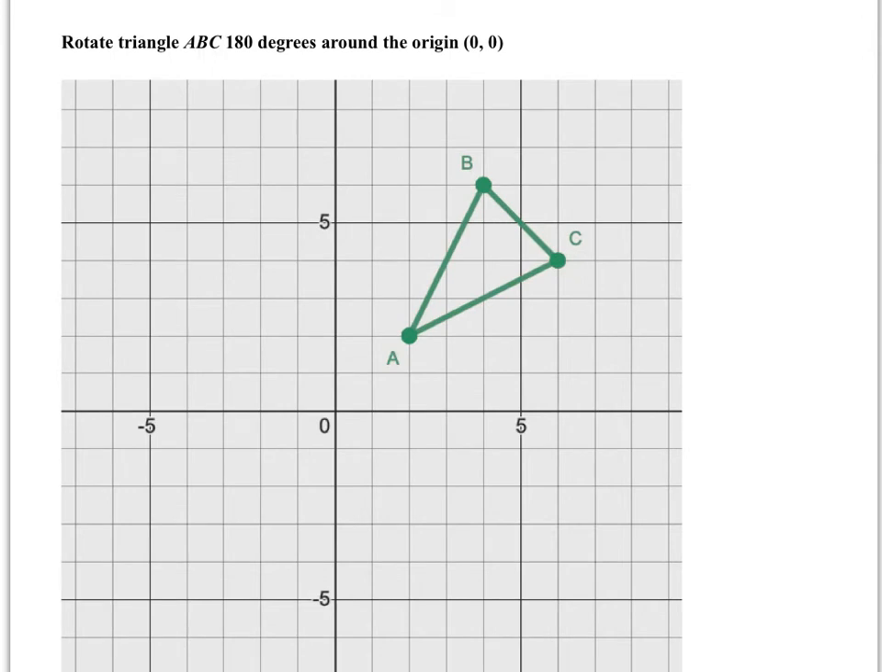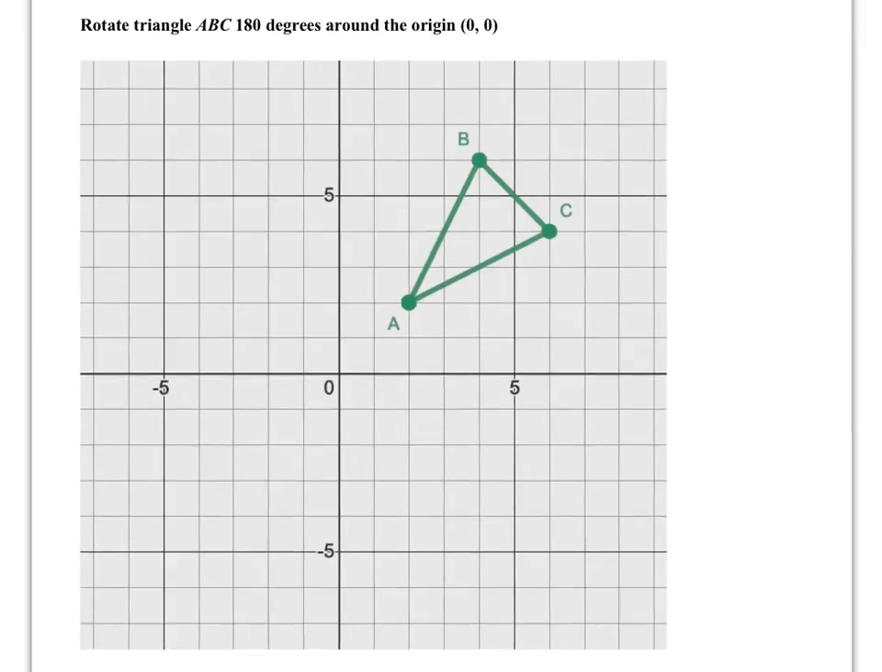So now we're going to do a 180-degree rotation still around the origin. This time we don't have a direction specified, because it won't matter whether we go clockwise or counterclockwise. If I'm going 180 degrees, it's going to make a 2-quadrant jump. So 1, 2, or if I go this way, 1, 2. So no matter which direction I go, I'm expecting my triangle to end up in quadrant 3.